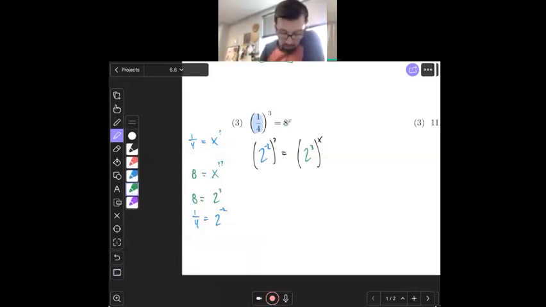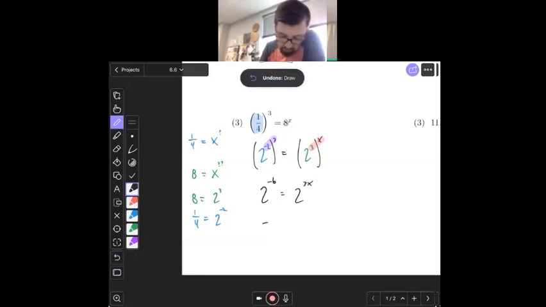And just like before, those are going to multiply. So I get 2 to the negative 6 equals 2 to the 3x. And again, at this point, we can ignore the 2's and say that negative 6 equals 3x. So x must be negative 2.